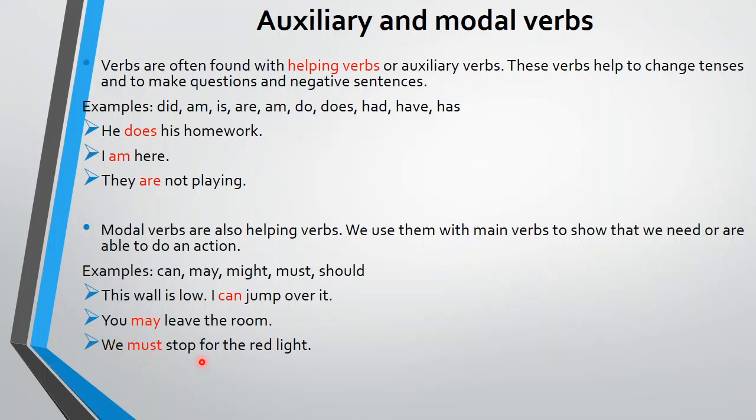We must stop for the red light. Must is a modal verb. It tells you that you need to do something.